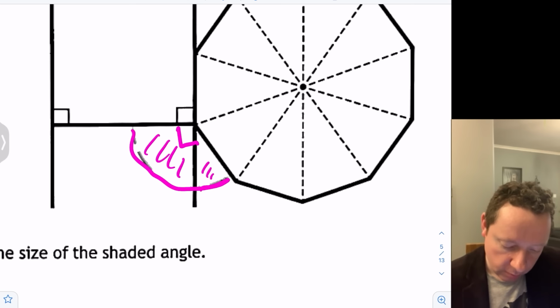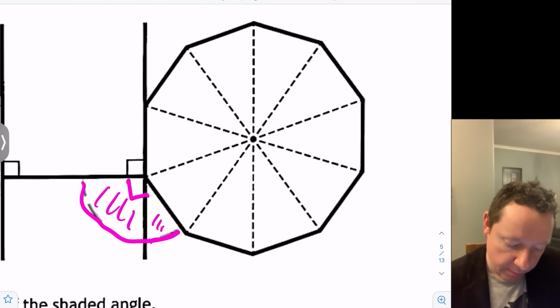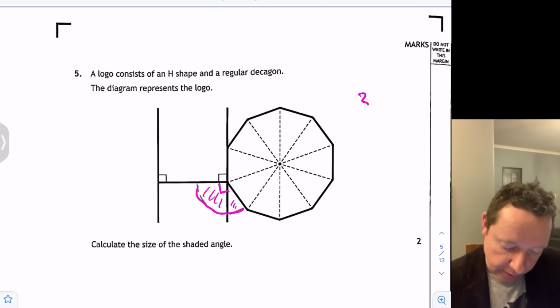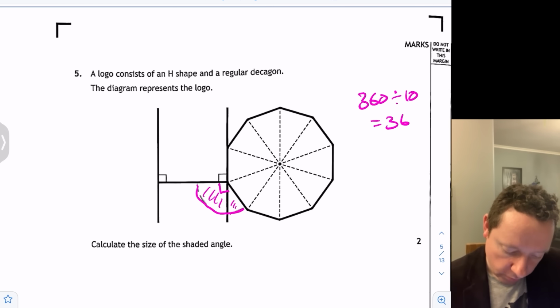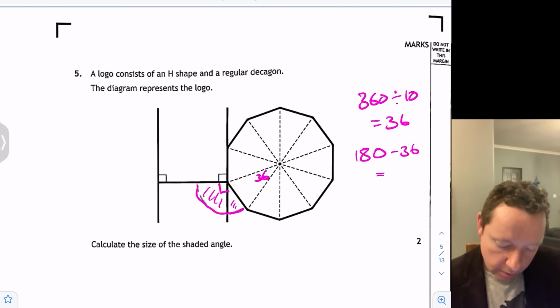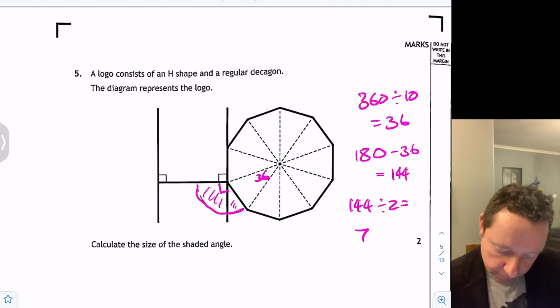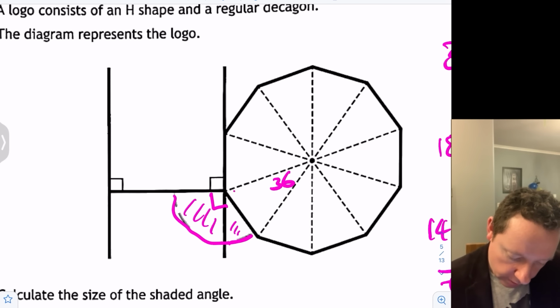So let's start dealing with this decagon. We need to know these angles really. So a decagon is a 10-sided shape. So in the middle, if I do 360 divided by 10, I get 36 degrees. So I now know that this bit in here is 36. And these are isosceles triangles, so I can work out each of these angles here by doing 180 minus 36. That's 144. 144 divided by 2 then is 72. So each of these angles on the outside is 72.